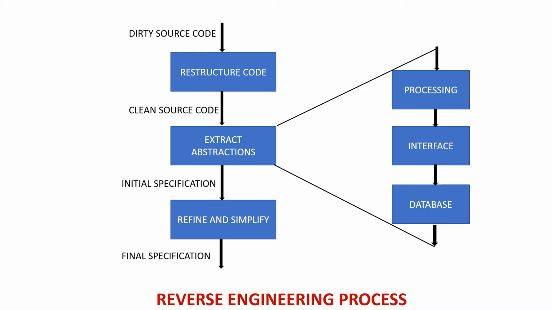The extract abstraction section will process the code, get the interface, and then get the database out of it. And then after the extracting of the abstractions has been completed, the initial specification function starts and it is fed to the refine and simplify section. First we have initially specified it and then we'll go to the simplifying section for simplification. And we will get the final simplification result.